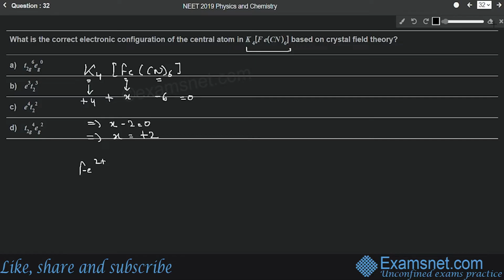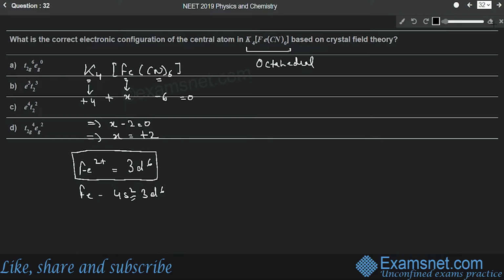Now what is the electronic configuration of iron? It is 4s2 3d6. So for Fe2+ these 2 electrons will be removed, that means only 3d6 will be left. So this is the electronic configuration of iron in this compound. But we have to use the crystal field theory. So we know that this is an octahedral compound, right? So first we'll draw the d orbitals.